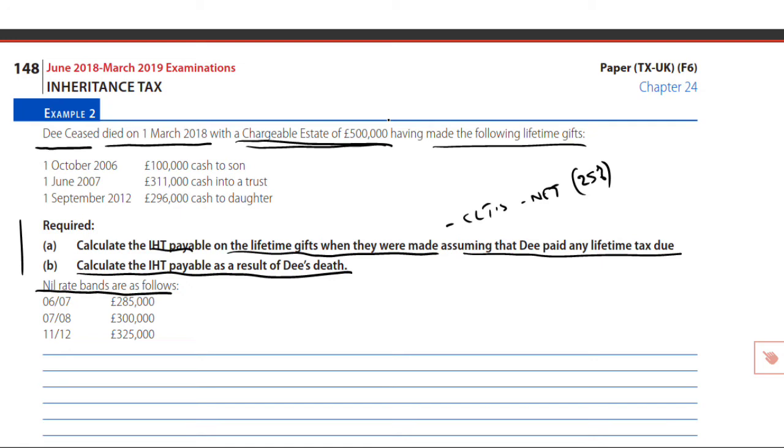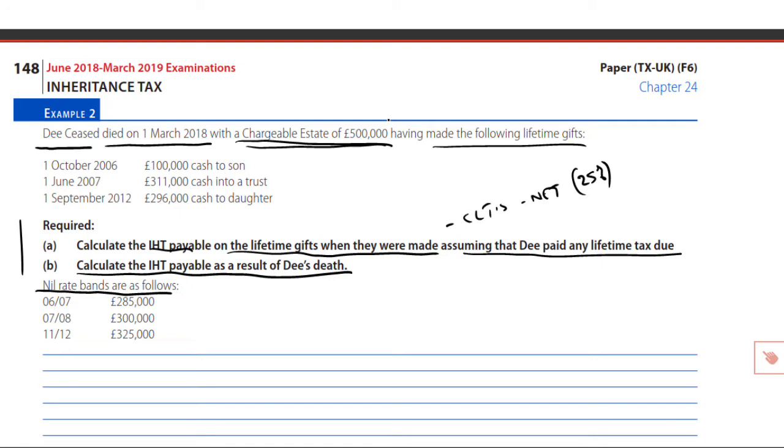And if you are to use the residence nil rate band, you will be told about the existence of a main residence. So that is telling you by exclusion that there is no residence nil rate band to apply in taxing the chargeable estate. So always check that out. Do we have a main residence? Will there be a residence nil rate band in taxing the chargeable estate at death?